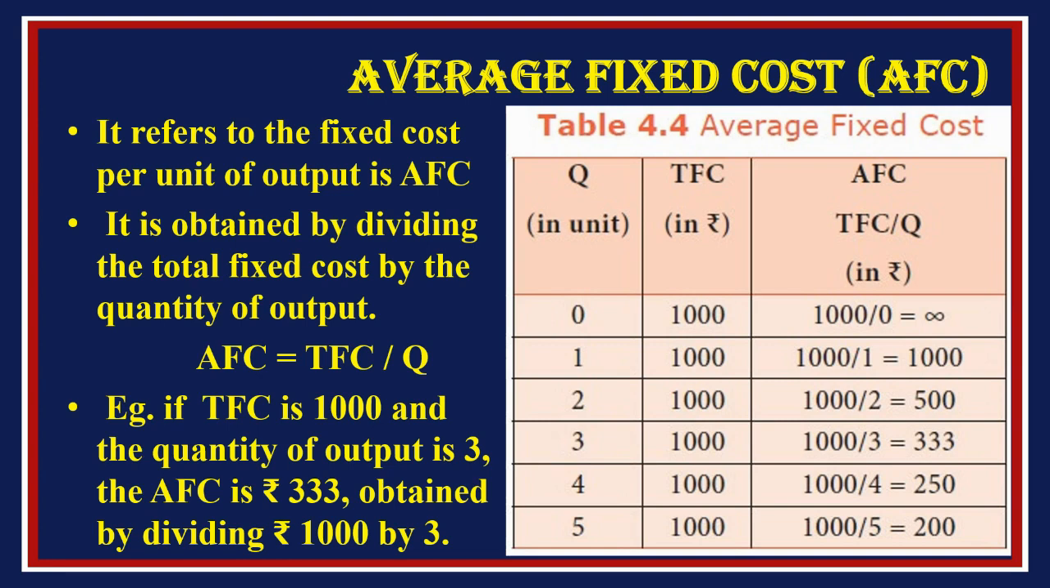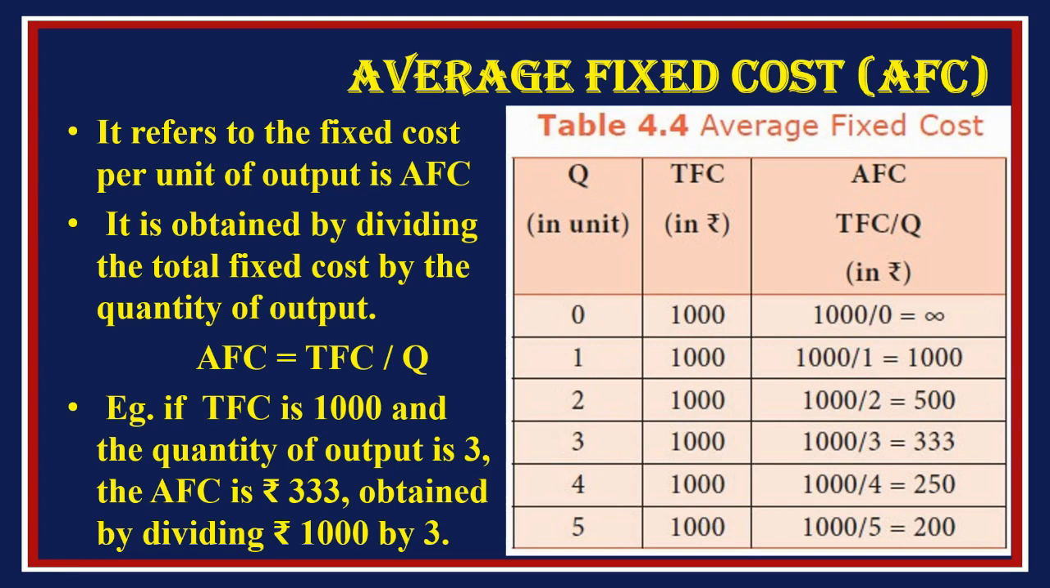The first one is average fixed cost. Average fixed cost refers to the fixed cost per unit of output. It is obtained by dividing the total fixed cost by the quantity of output. So as it denotes, AFC is equal to TFC by Q.